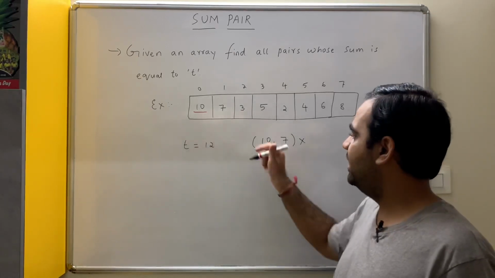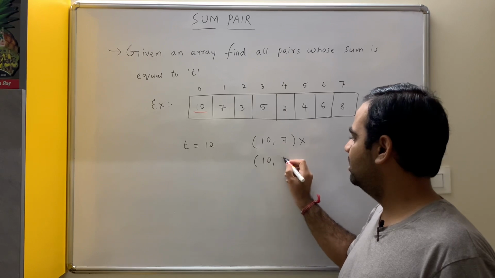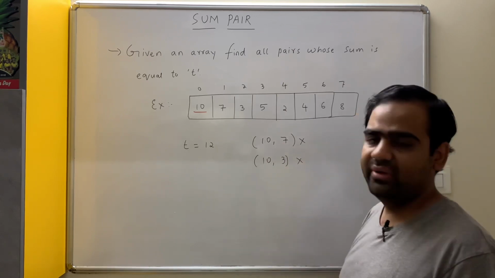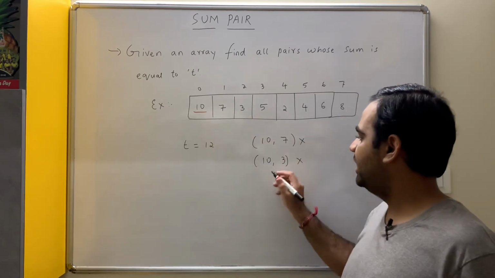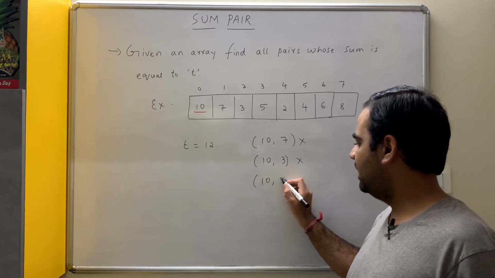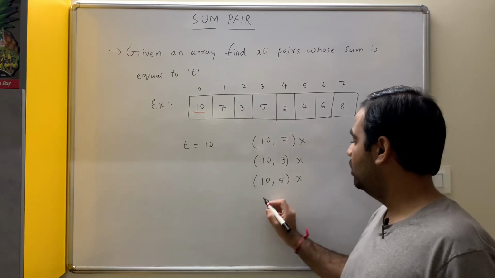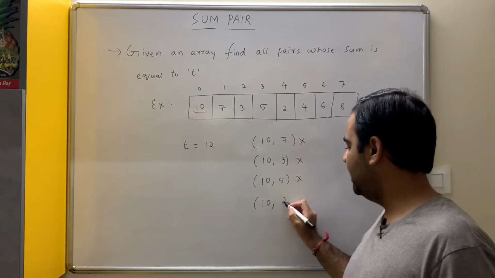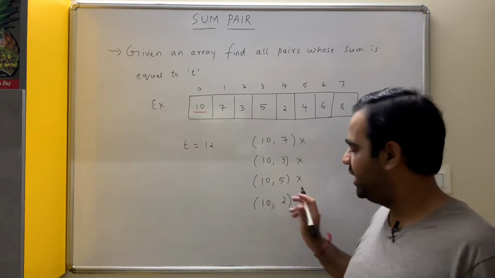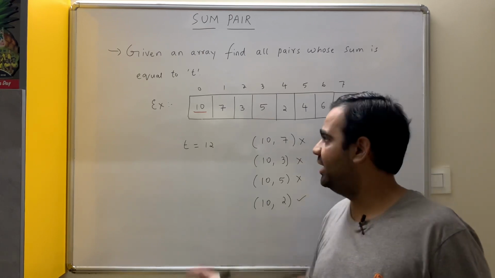Next take 10 and 3. 10 plus 3 is 13. We cannot take it as a valid pair. 10 and 5, 10 plus 5 is 15. Again I cannot take it as a valid pair. Next is 10 and 2. 10 plus 2 is 12. Therefore 12 is equal to t. Hence it is a valid pair.